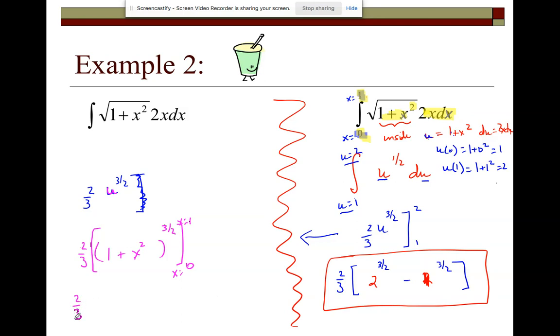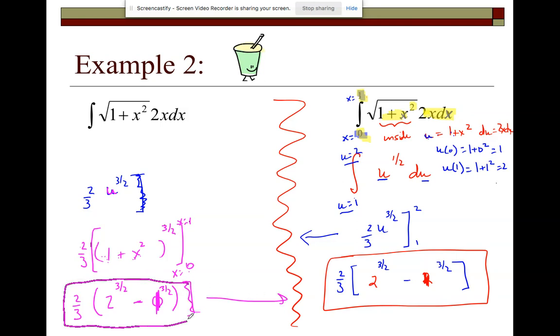Notice what I get then. 1 plus 1 squared, which is, right, I'm going to put in a 1 here, and I'm going to get 1 plus 1 squared, which is 2 to the 3 halves, minus, put in a 0, 1 plus 0 squared is 0 to the 3 halves. Whoops, I'm sorry, put in 0 here, I get 1 plus 0 squared, which is 1 to the 3 halves. And then, lo and behold, see that you have the exact same thing.